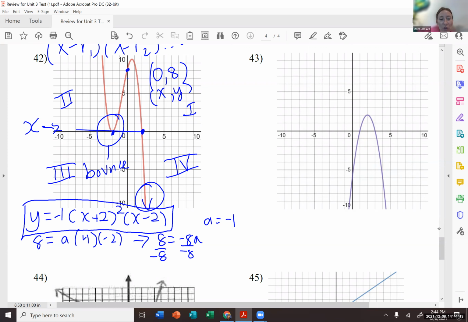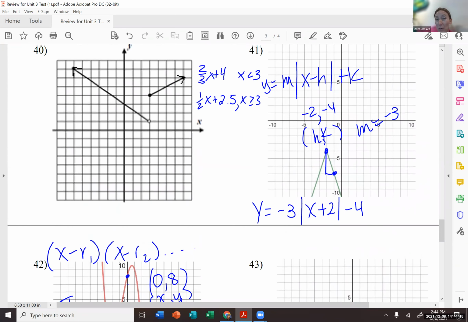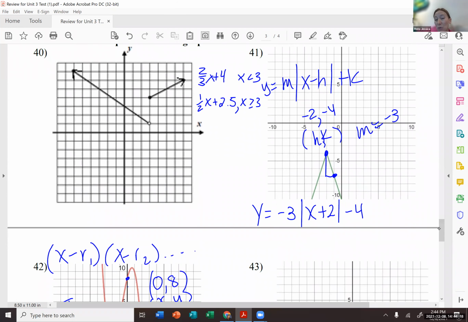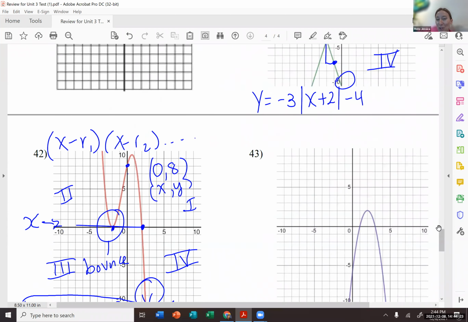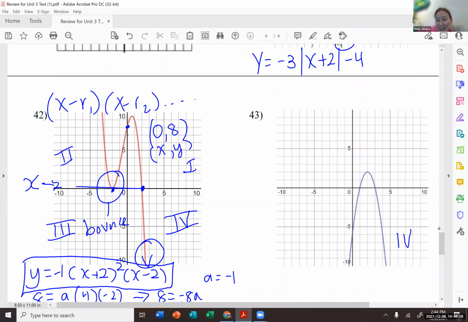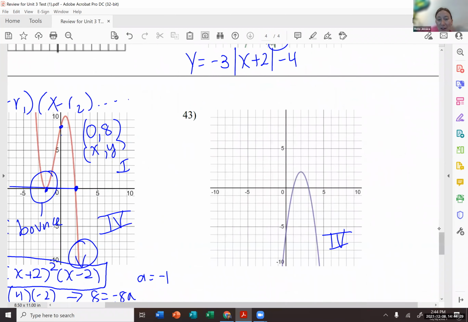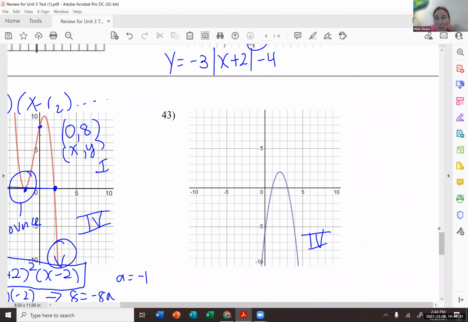So 42 has a negative a, 41 had a negative a, right? It's tending towards quadrant 4. It didn't make it yet, but it's about to be in quadrant 4. And then we see quadrant 4 happening again in 43. So we know we have another negative a value. This shape here is not a polynomial per se, it's specifically a quadratic. So I use y equals a times x minus h squared plus k. The h, k is right here, 2, 2. So y equals a parentheses.